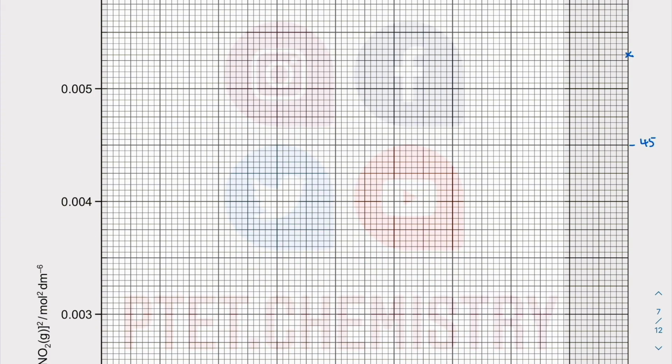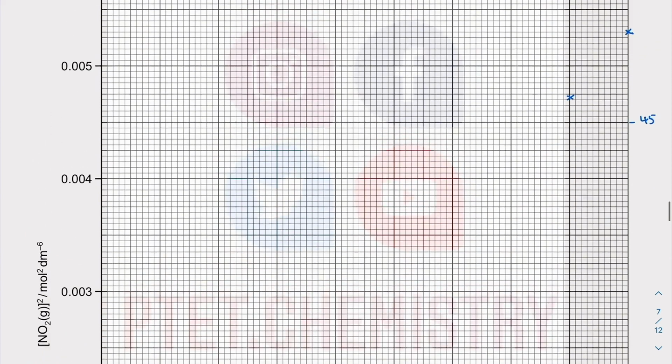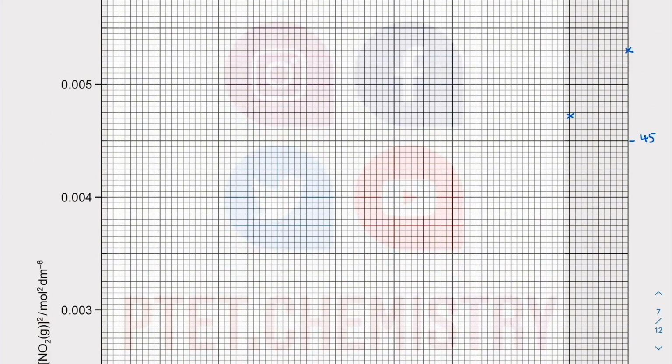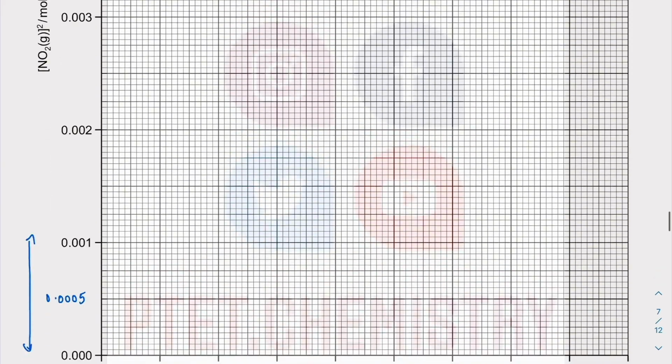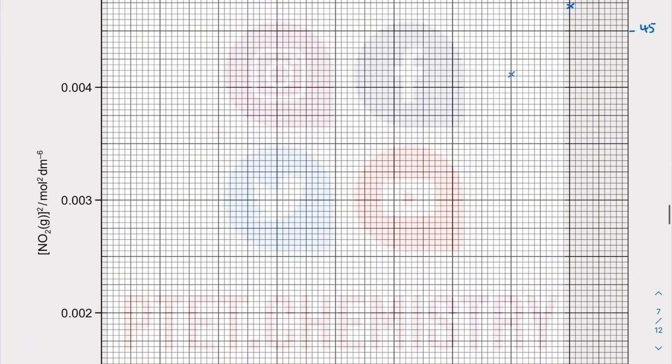472. 0.8 and 47, so that's 46, 47, 472 is somewhere there. And 413 is 0.7 and 413. 413 is close to 41. 0.6 and 354. 354 is close to 355. 0.5 and 3.